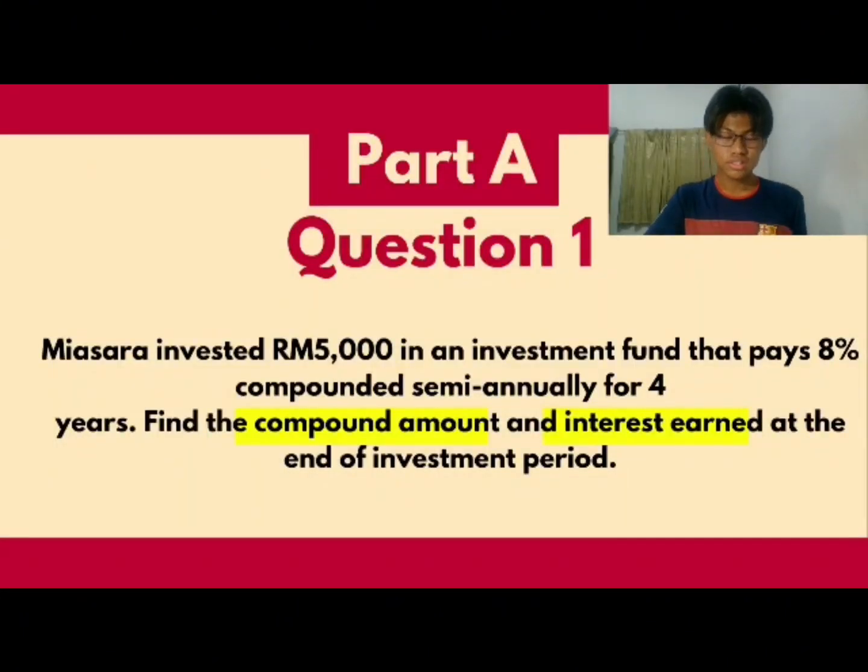So the first thing we need to do is read the question carefully. The question said Mia Sarah invested RM5,000 in an investment fund that pays 8% compounded semi-annually for 4 years. Find the compound amount and interest earned at the end of the investment period.